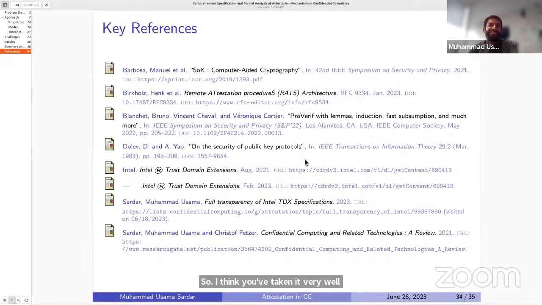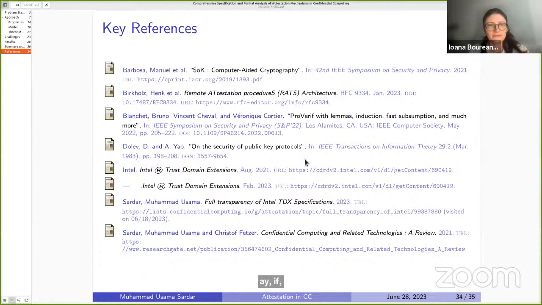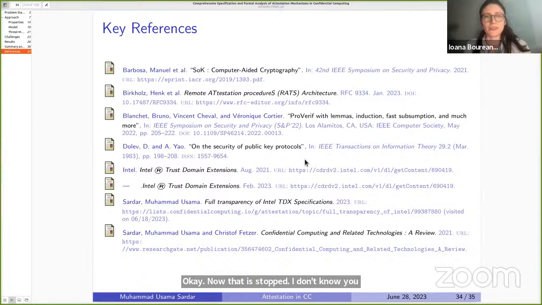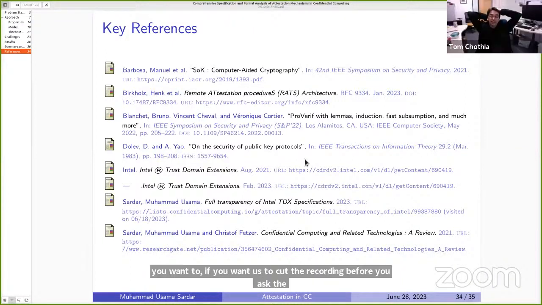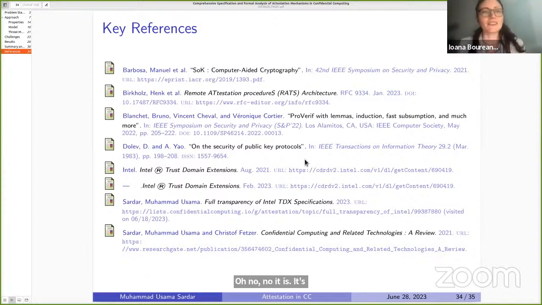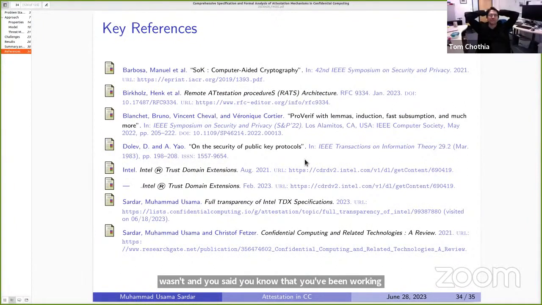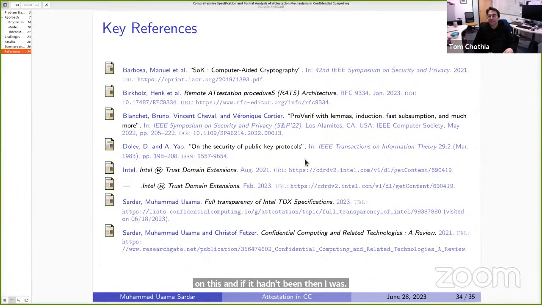Yeah, thanks. Okay. If Roberto, you can stop the recording, I will say something. Okay. Now that it's stopped, I don't know, Tom, but if this work that you spoke about with Samsung Knox is not published, if you want us to cut the recording before you asked, then I think. Oh no, it is. It's at HSCCS. It is, okay. Well, I didn't know whether it was or it wasn't, and if it hadn't been, then I was going to suggest that we cut the video. Thanks, but no, it's fine.